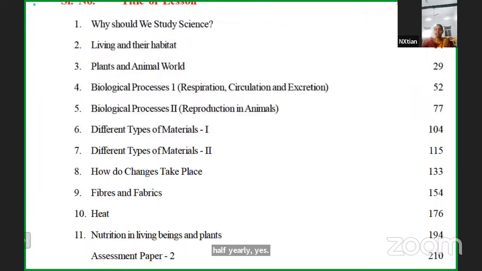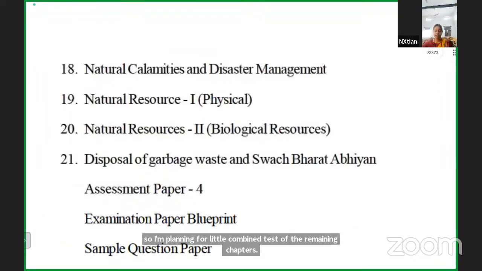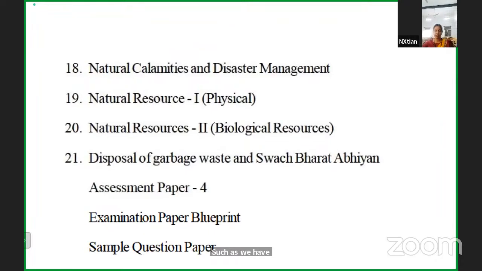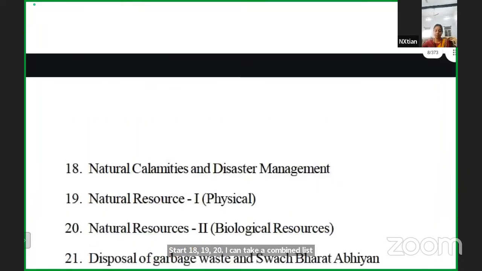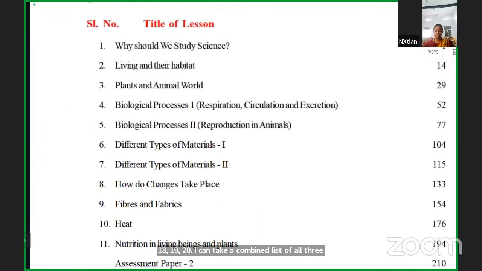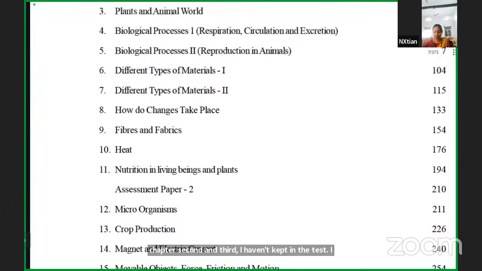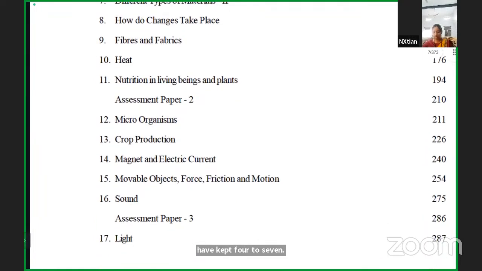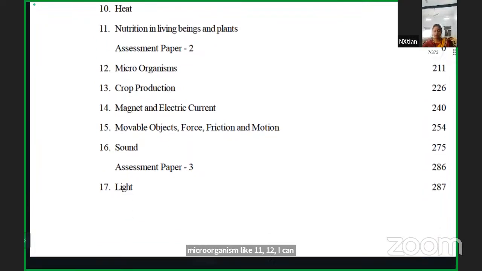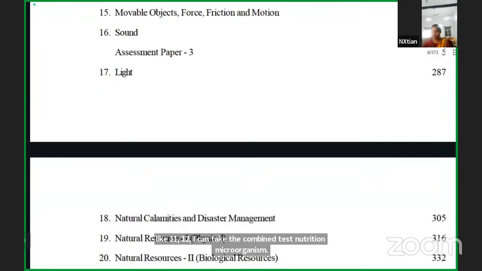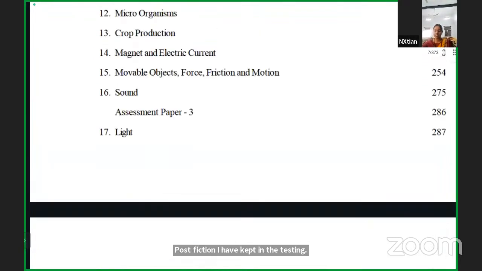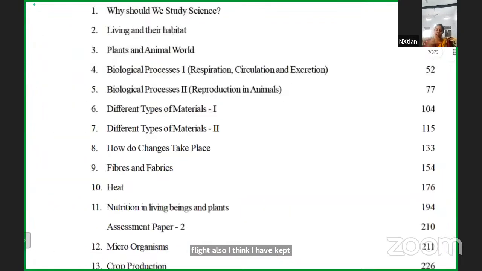I'm planning for a few combined tests of the remaining chapters, such as chapters 18, 19, 20. I can take a combined test of all three. Chapters second and third I haven't kept in the test. I have kept 4 to 7, then 8, 9 also I think I have kept. Microorganism like 11, 12, I can take a combined test, nutrition, microorganism. Force and friction I have kept in the test, and light also I think I have kept. So the chapters that are left, I can take a combined test of them, like three chapters in one test.